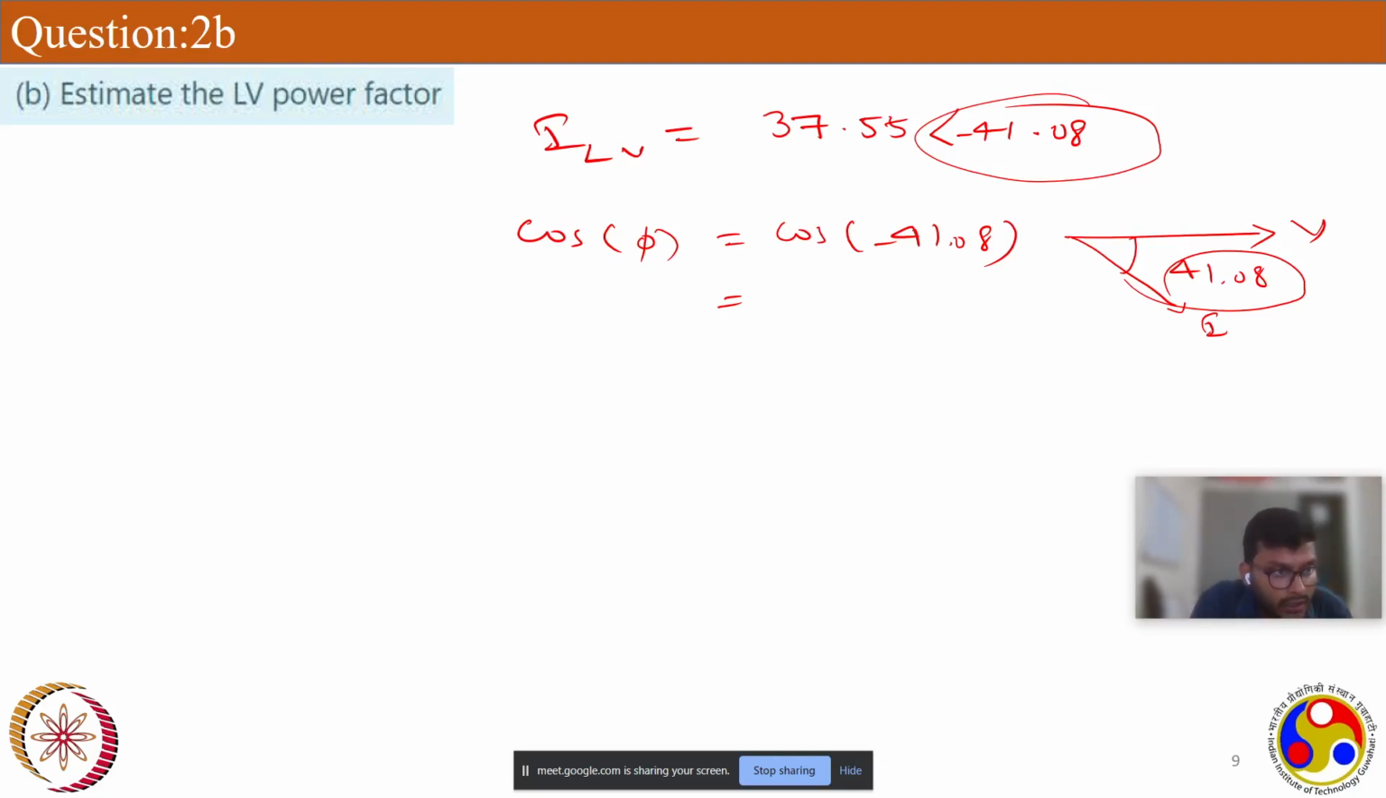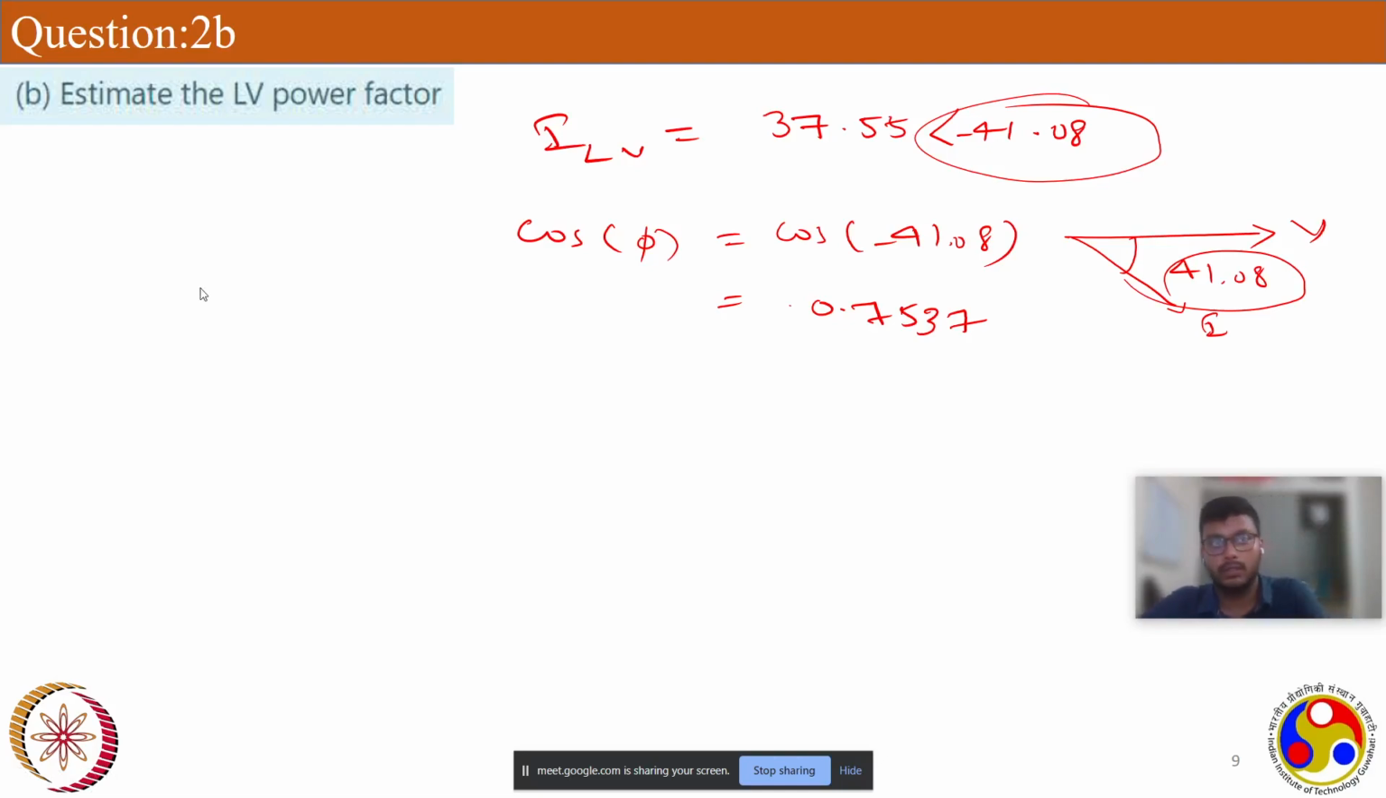Siddhant got 36.87 minus 40.6. Yeah, close to the actual answer. It's fine. Yes, Siddhant, correct. Smith, Dhanesh, everyone's getting it right. 0.7537. Correct. It's a simple problem, calculating the power factor.